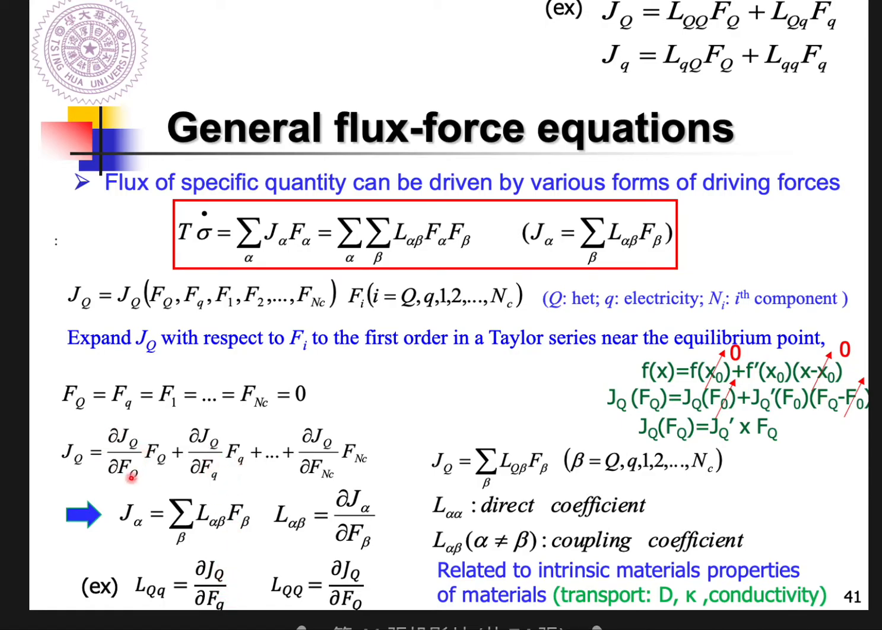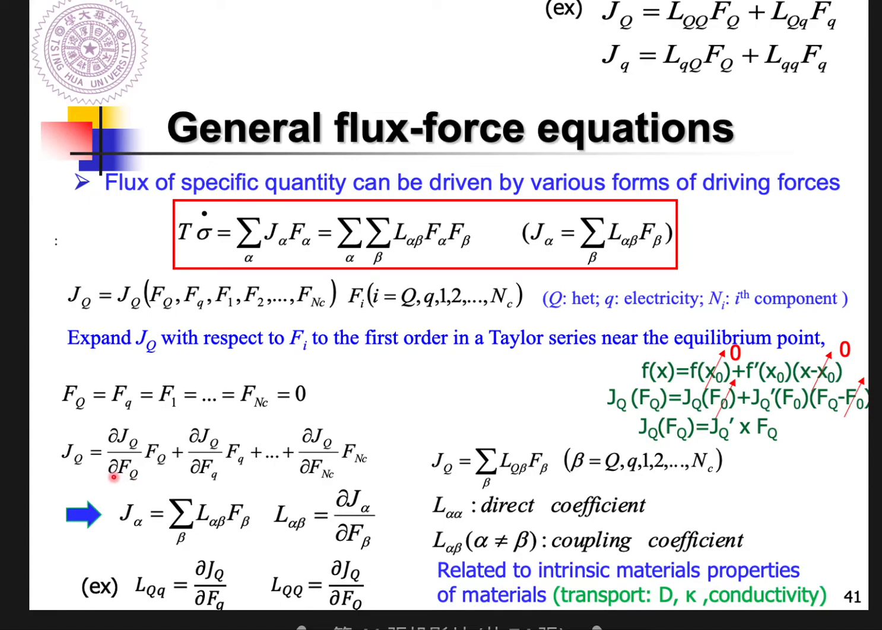Because the heat flux directly driven by F capital Q, which is a temperature gradient, we call this coefficient a direct coefficient. And how to explain what's the partial heat flux, partial FQ? What's the direct coefficient?